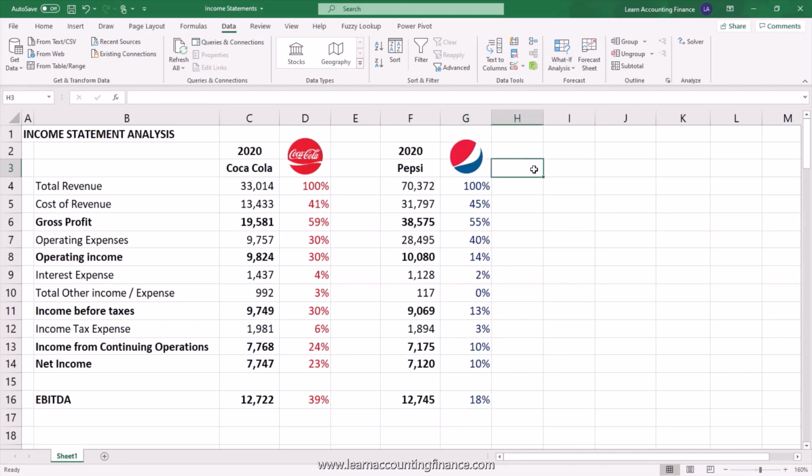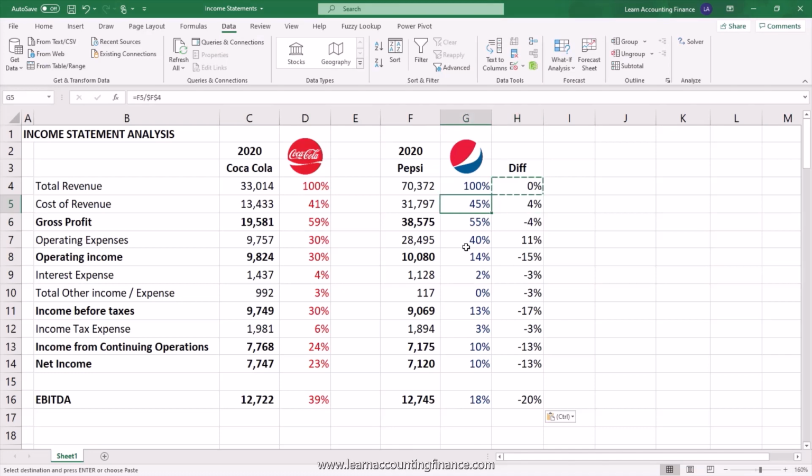So let's call it difference. And this would be your percentage for Pepsi minus percentage for Coca-Cola. So we know as at a total revenue level, there's no difference. If I copy the variances down, you can see that there are a few items which are the key differences. So for example, the cost of revenue for Pepsi is 45% of total revenue compared to the cost of revenue for Coca-Cola, which is 41%. You have a difference here of 4%.